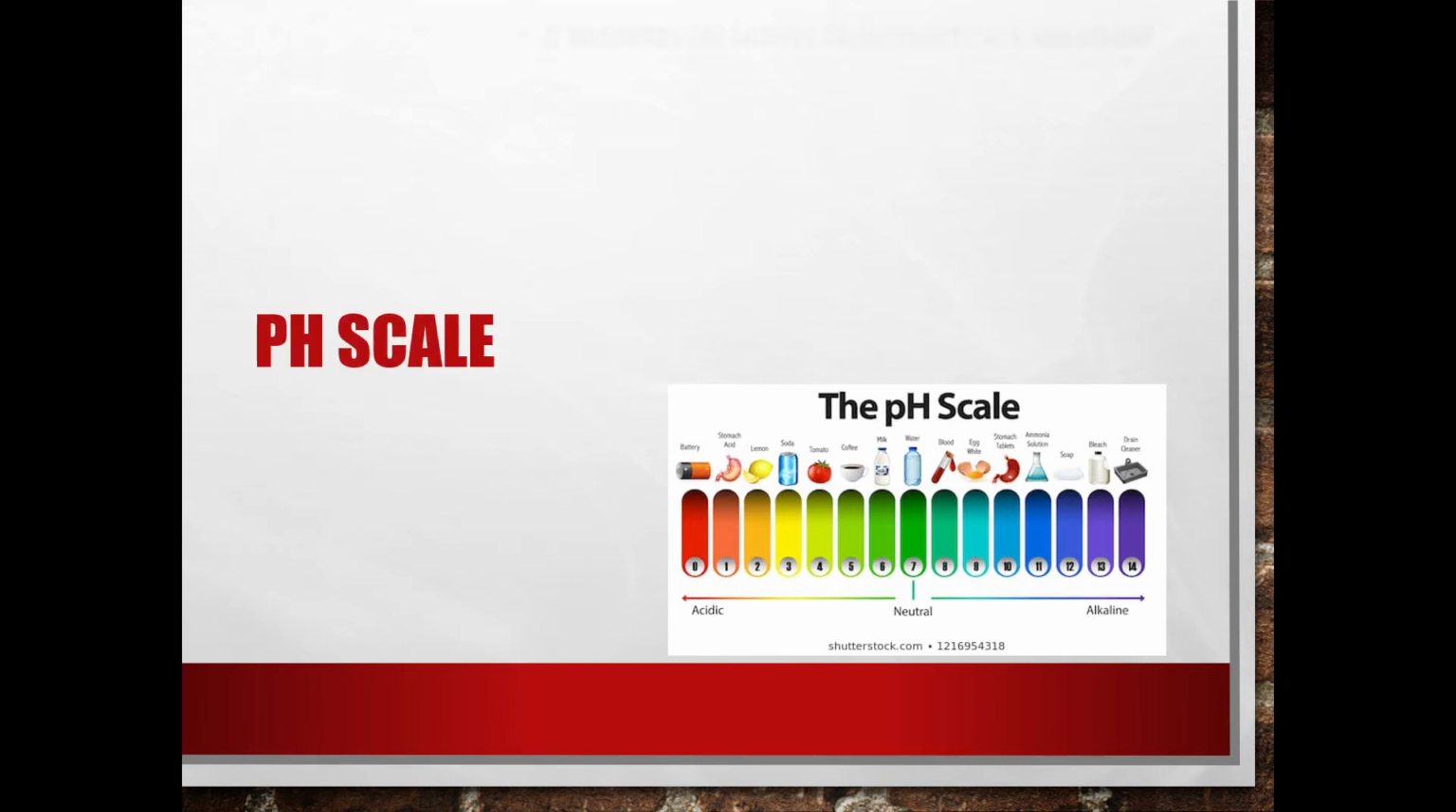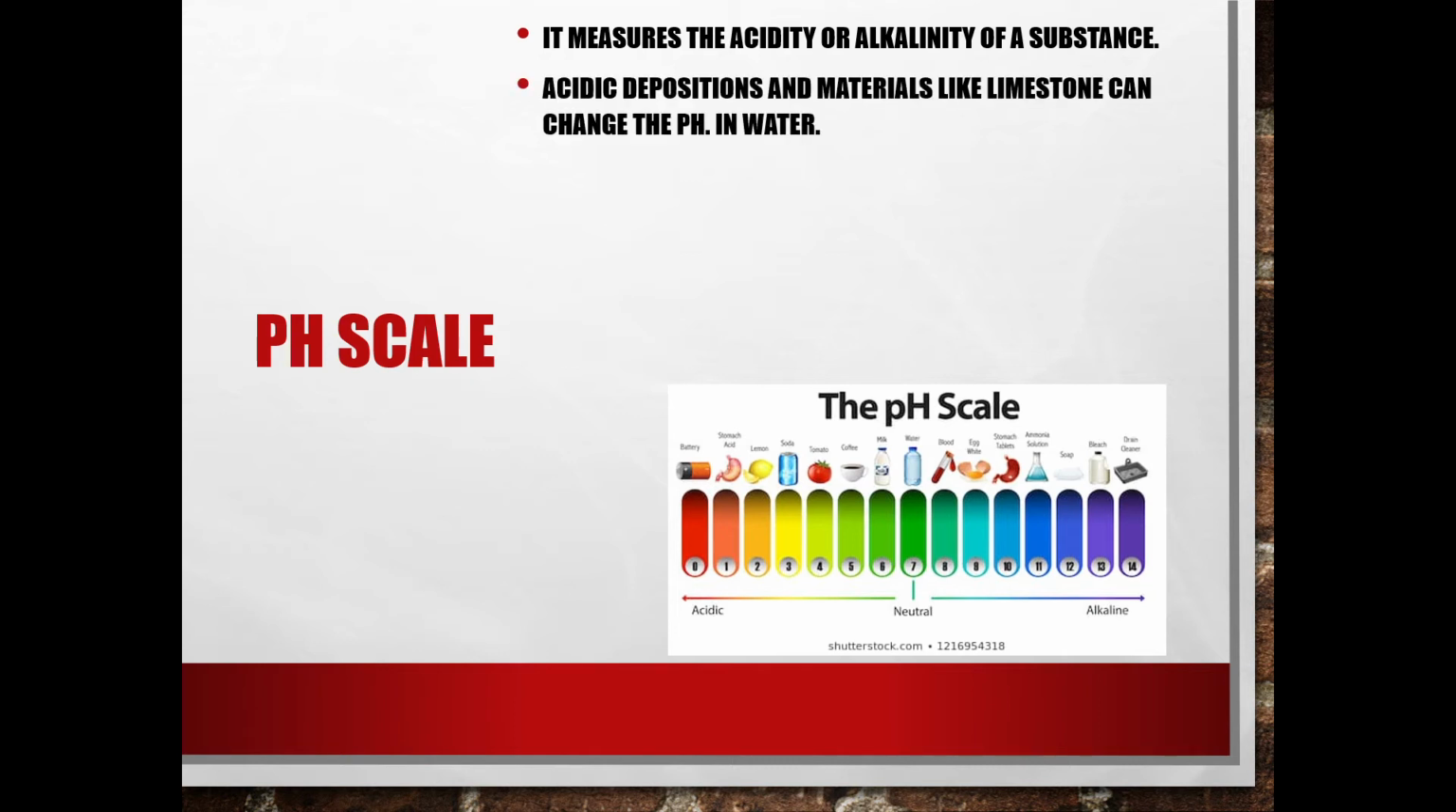So let's analyze a little bit more about it. The pH scale measures the acidity or alkalinity of a substance. Remember, the neutral one is number 7. Acidic depositions in materials like limestone can change the pH in water. Acidic depositions can come one more time from a human activity, from a certain industry. And limestone is an element that is mostly found in nature. So if the water goes by a place where there is limestone, then it can change the pH in the water.